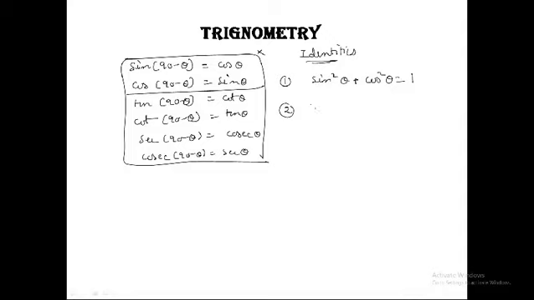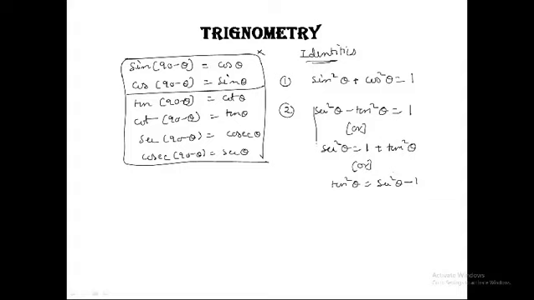Next, the second one is secant square theta minus tan square theta equals 1. From this only you can frame two more, ma. So you can write secant square theta equals 1 plus tan square theta, or you can also write it as tan square theta equals secant square theta minus 1. Anything is the same, ma, but depending upon the problem you can change.